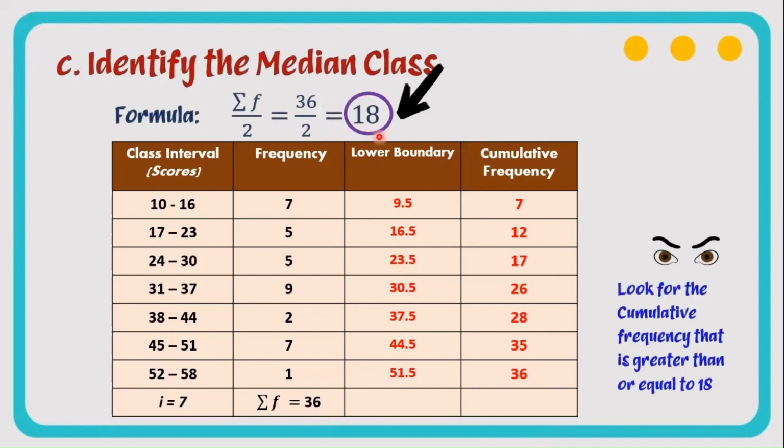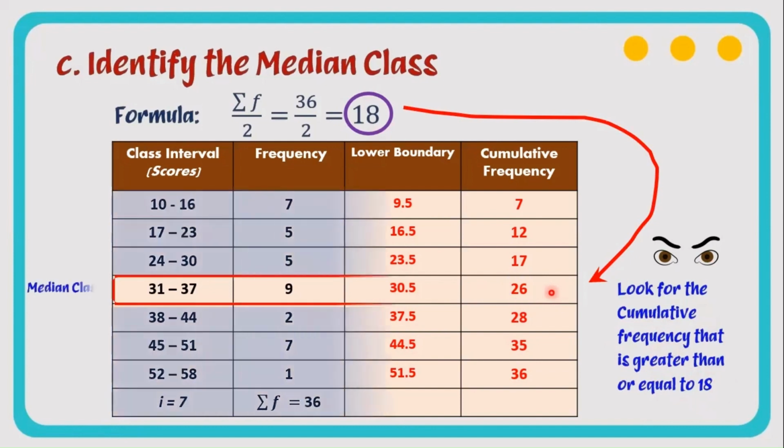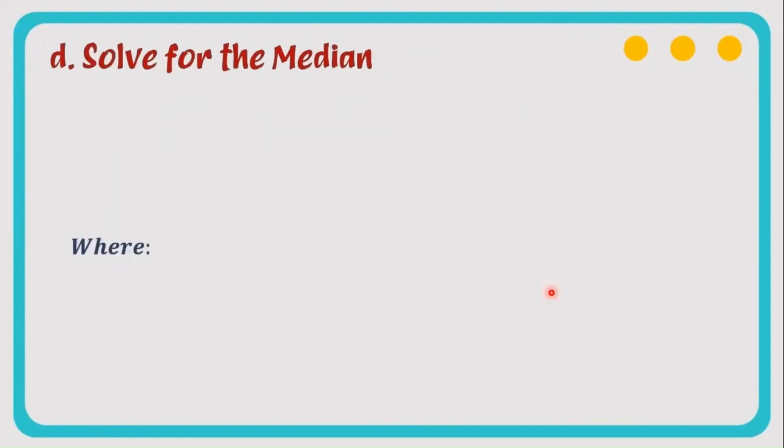Next, look for the cumulative frequency that is greater than or equal to 18. What number in the cumulative frequency is greater than 18? Or look for the cumulative frequency where 18 belongs, and that is 26. Therefore, this row is the median class.